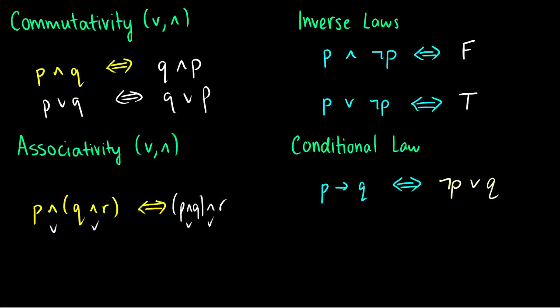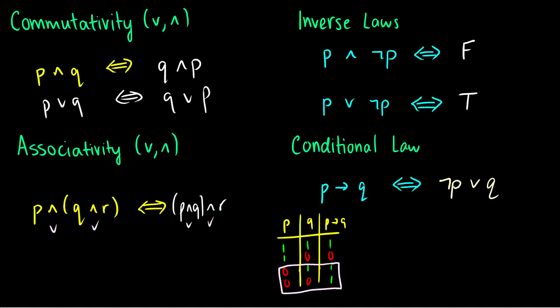So if we just take a look at the truth table really quick for this one. P, Q, P arrow Q. So this would be 1, 1, 1. I'm just going to fill out the truth table really quick here. So P arrow Q is true when P is false. So it's true in these two conditions when P is false, or when Q is true in these conditions. So not P or Q captures every single environment where P arrow Q is true. So that's the conditional law. This is why P arrow Q is equivalent to not P or Q.